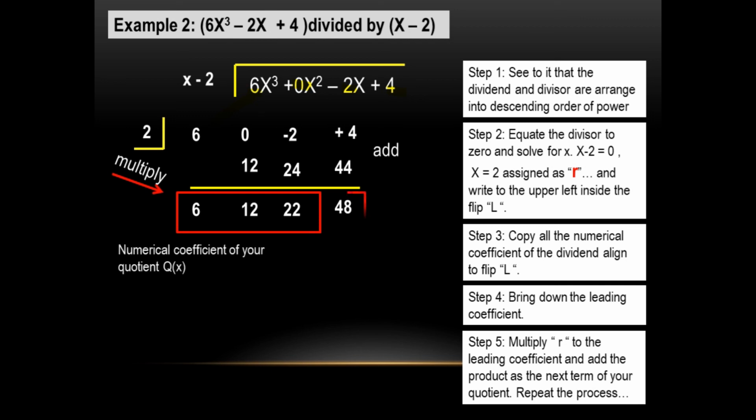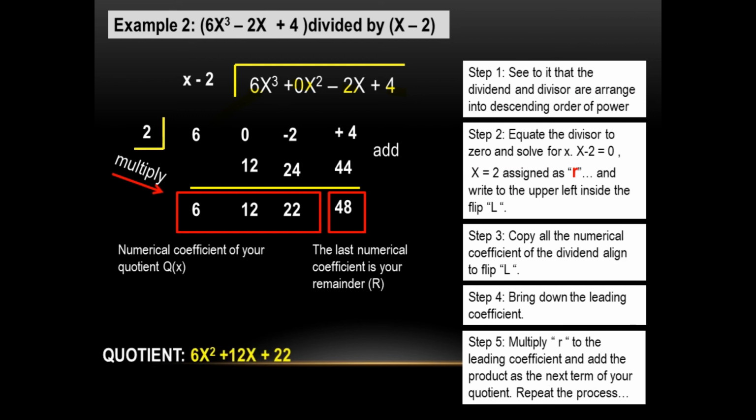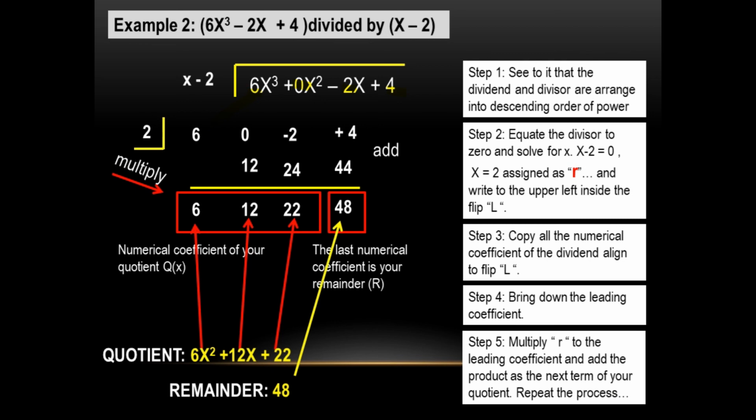So, bring down 6. And multiply. So, 2 times 6 now is equal to 12. And add. Yan, add natin yan. So, 0 plus 12 is 12. Then, multiply 2 times 12 is 24. Plus negative 2 is 22. Then, 2 times 22 is 44. Plus 4 is 48.